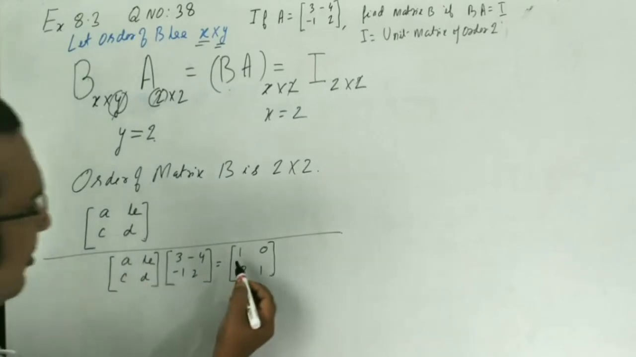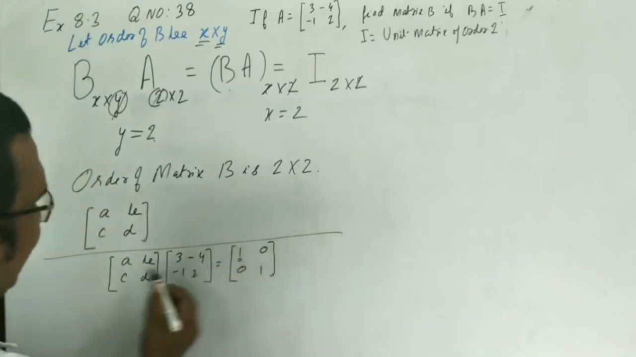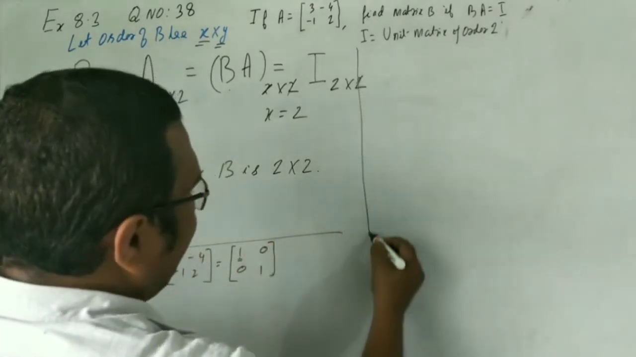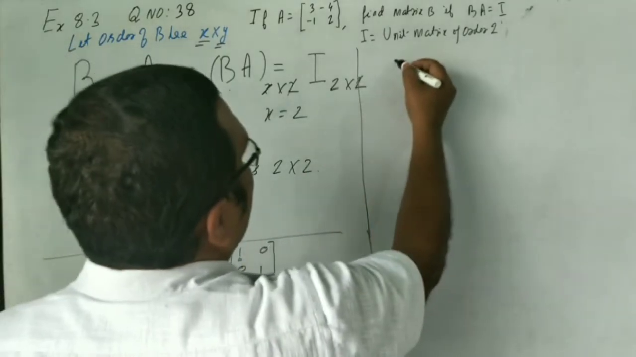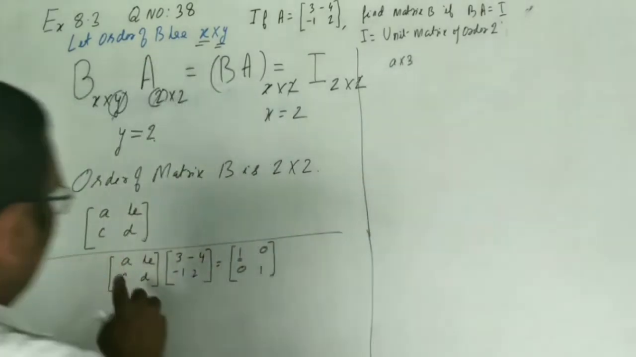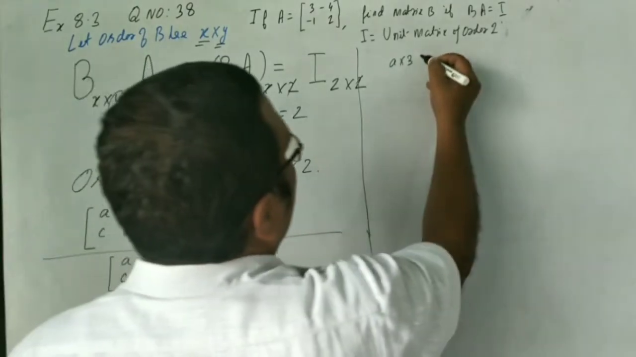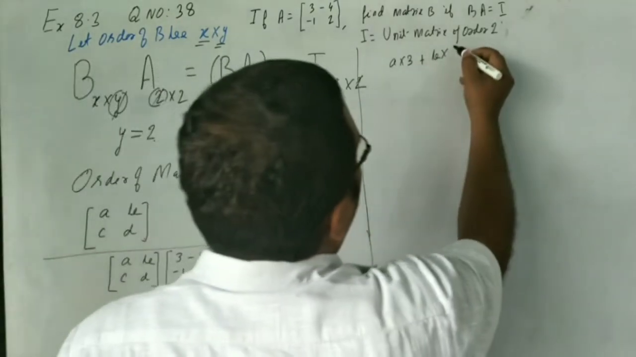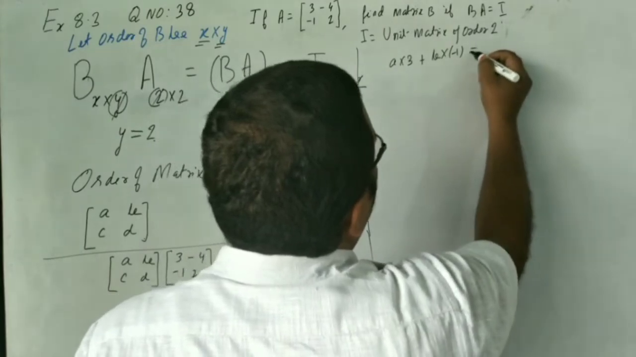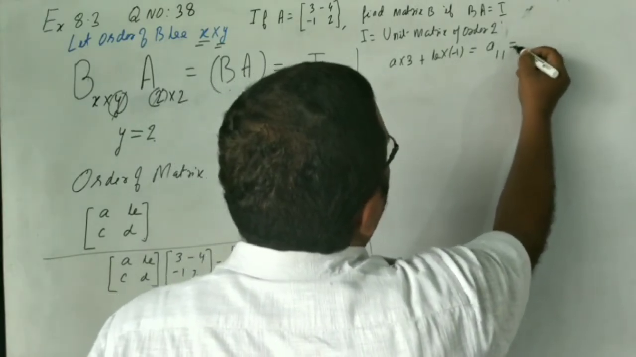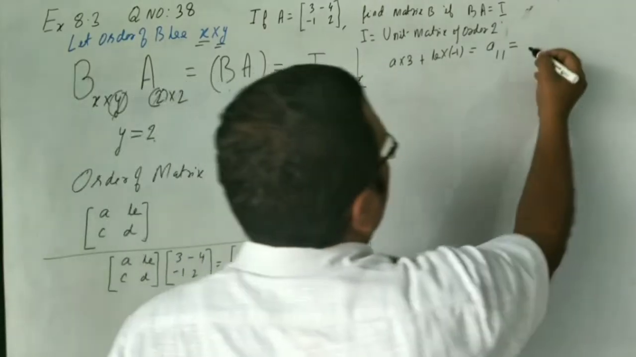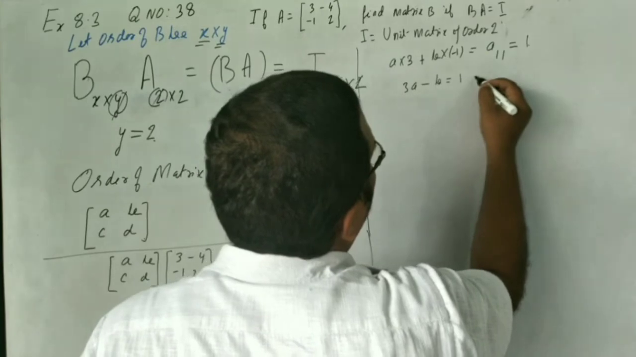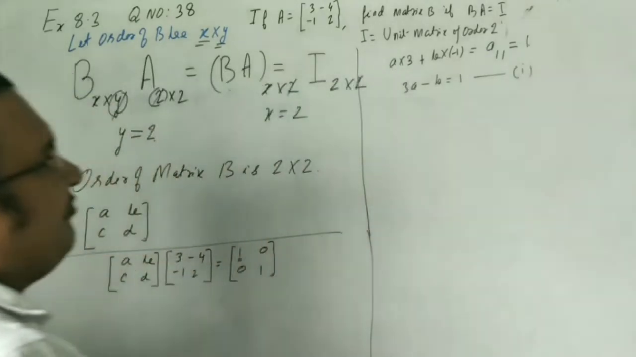Now, what is the order of this? First row, first column. I write here: a into 3 plus b into minus 1. This is first row, first column, and this is equal to 1. So the first equation I get is 3a minus b is equal to 1. This is the first equation.